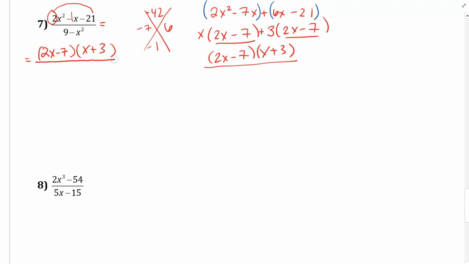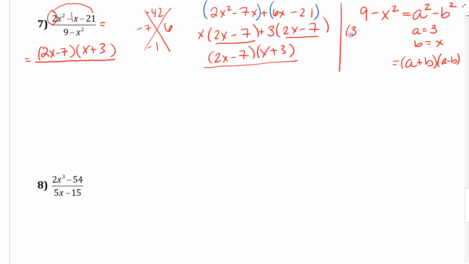And then in the denominator, I have a difference of squares, right? 9 minus x squared is in the same form as a squared minus b squared, where a would be 3 and b would be x, right? 3 squared is 9 and x squared is x squared. So the factors of a squared minus b squared are a plus b and a minus b using the formula for difference of squares. So for 9 minus x squared, it's 3 plus x and 3 minus x. So that's what I get when I factor 9 minus x squared.